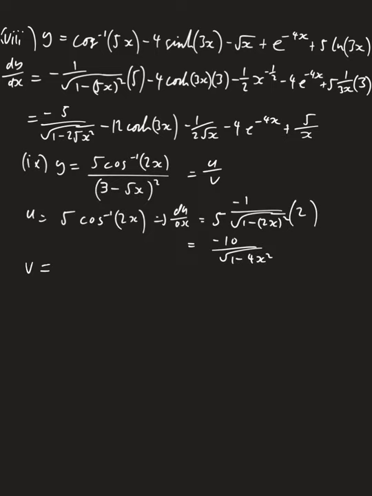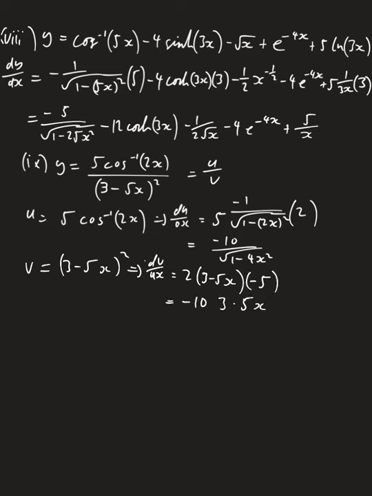V is equal to (3 minus 5x) squared. So dv dx, another chain rule, the derivative with respect to the brackets is 2 times 3 minus 5x, and then the derivative of what's in the brackets is minus 5. So that comes out to be minus 10 times 3 minus 5x. And I won't multiply that out yet because I know I'll be able to divide later.